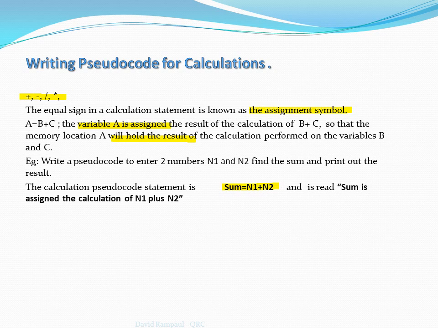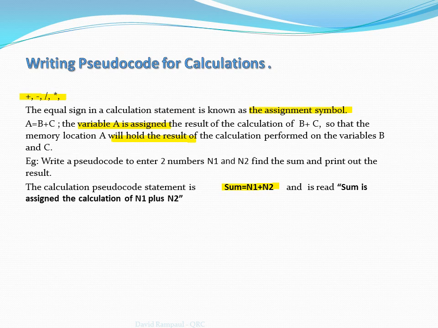So let's look at an example. Write a pseudocode to enter two numbers, N1 and N2. So that was the input. Find the sum and print out the result. Find the sum was the processing, print out the result. So in this case here, we need to find the sum, which is the calculation. The calculation pseudocode statement is sum equals N1 plus N2 and is read: sum is assigned the calculation of N1 plus N2. So this here is what you need to write in your pseudocode to show that you are doing a calculation.